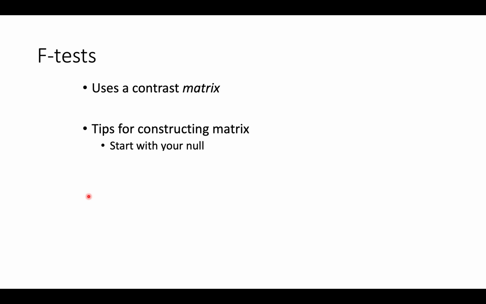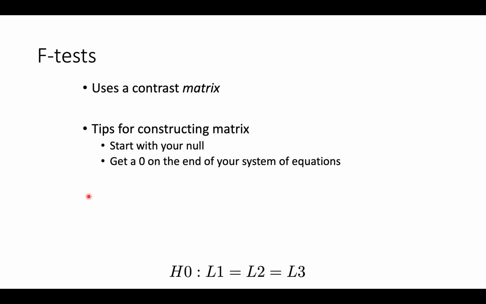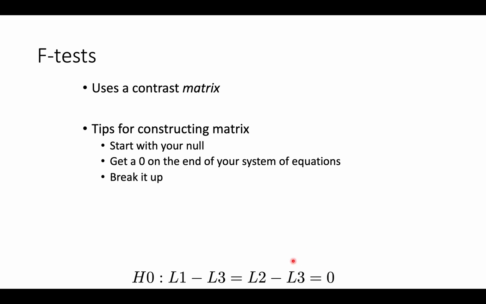So I'm going to give some tips for constructing the matrix. You start with your null hypothesis. So in this case, my null is that level 1 equals level 2 equals level 3. And then much like the t-test, we need to get a 0 on the end. So what I'm going to do here is subtract level 3 from all parts and break it up. So it's equivalent to level 1 minus level 3 equaling level 2 minus level 3 equaling 0. So this is an equivalent hypothesis to the first one I have.